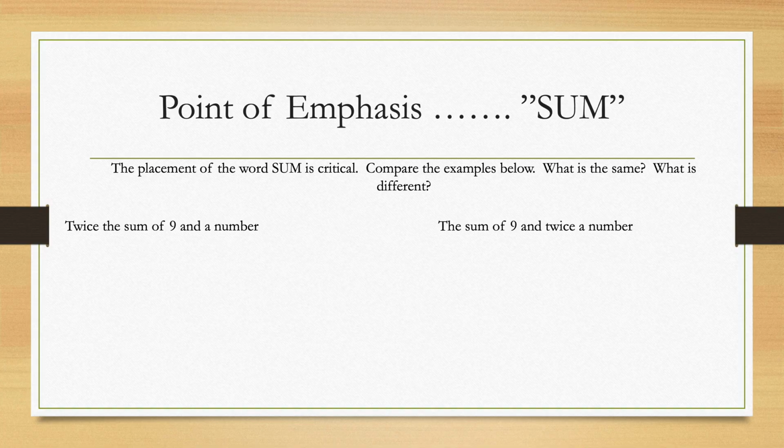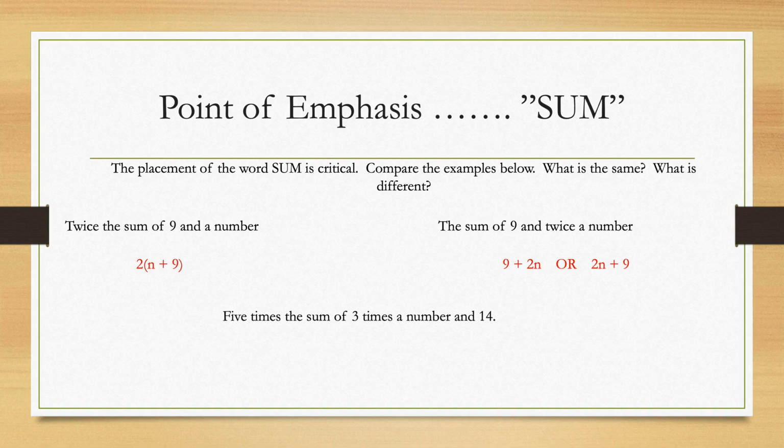Okay, so the first one, it says twice the sum. So first you have to do the sum of 9 and the number, that's n plus 9. Then twice that sum, 2 times, and that must be grouped together in parentheses. The next one says the sum of 9 and twice the number. So you're just going to add 9 and twice the number. So that's 9 plus 2n, but we really do like to put the n's first for reasons that will become apparent as the semester progresses. Everything's positive, so you could just use the commutative property and make it 2n plus 9.